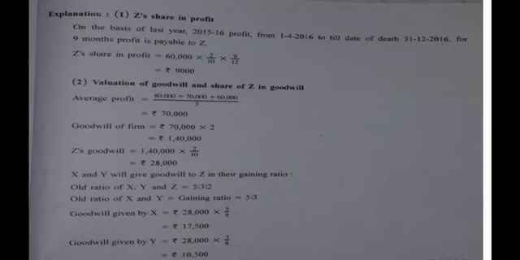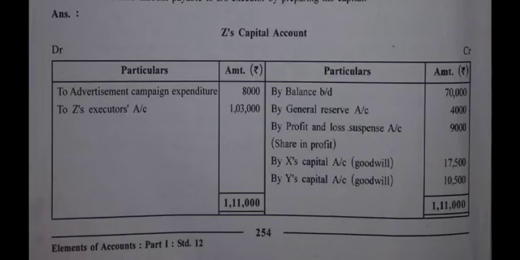Okay, 9,000. So anything that is to be given to the partner is to be credited in his capital account. You can see on credit side, here it is, by profit and loss suspense account, 9,000. This is the point, I think, in the theory concepts that we have understood. The amount to be credited, the amount to be debited.